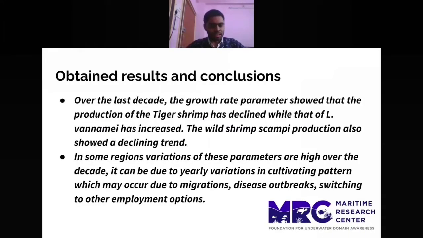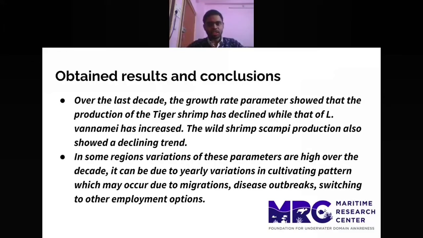So let's try to condense all this into one. We have certain conclusions: the growth rate parameter of the tiger shrimp has declined, while for the Vannamei it has increased, and the wild shrimp, that is the scampi, was once, in the beginning of the last decade, the major producer in the total exports basket of India. But now the scampi industry is minimal in comparison to the Vannamei and the tiger shrimp.